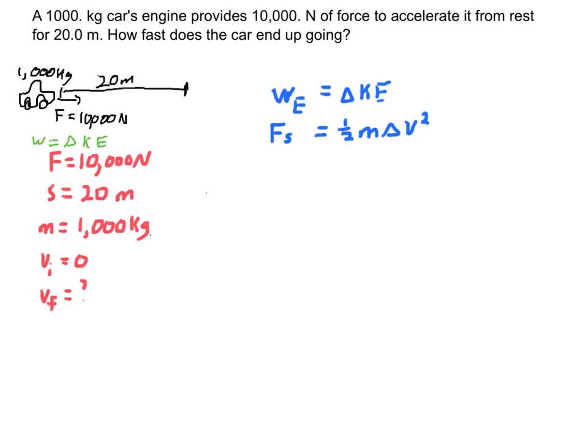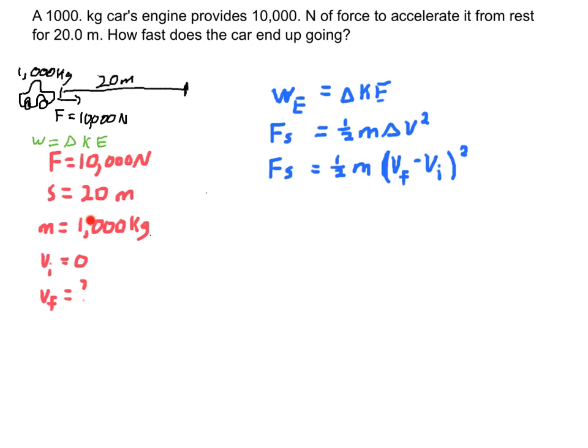Since we aren't going to be changing the mass of this object or the car, it's a change in velocity, which breaks into final minus initial. Now be very careful here, you don't do a math blunder. This square is on the outside, so it has to stay outside the parentheses here. That is not the same thing as VF squared minus VI squared. That is very different because it's this entire thing multiplied by itself.